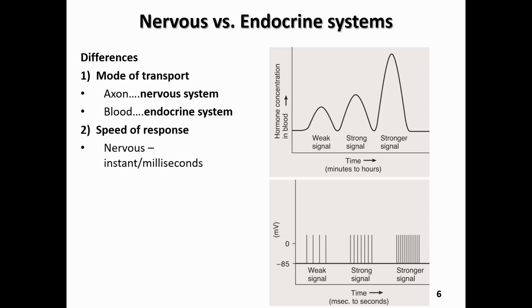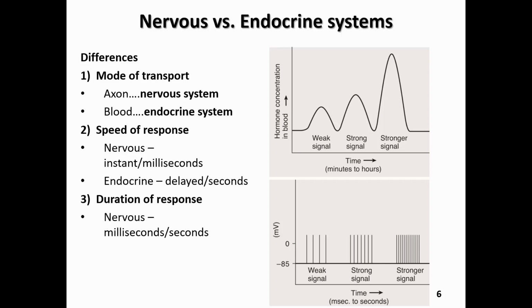The speed of the response is another major difference between both systems, where the nervous system is not quite instant, but as close as you can get to instant. The responses are very, very fast when neurons are activated. The endocrine system tends to be more of a delayed type of response and can take seconds or minutes in order to respond to some stimulus.